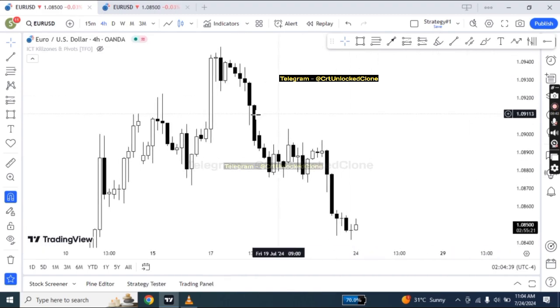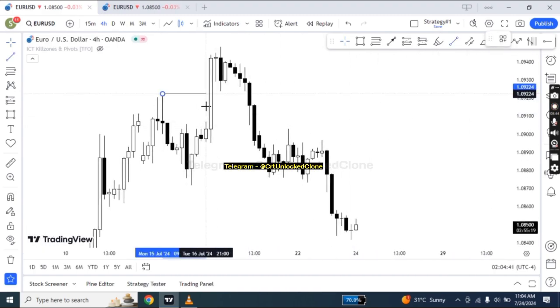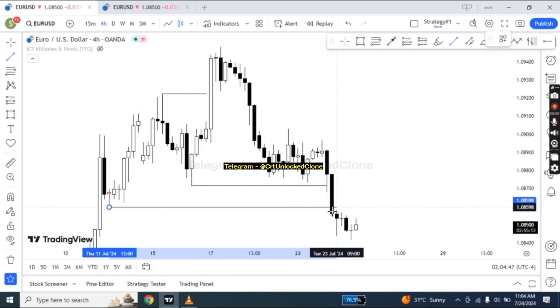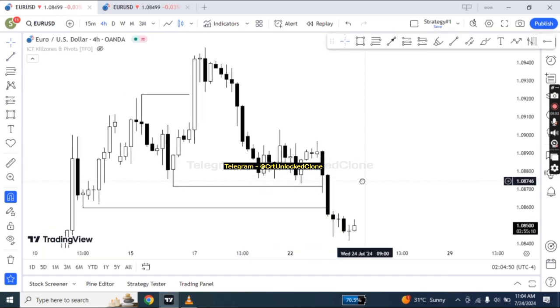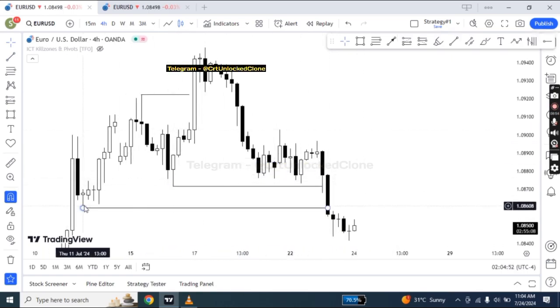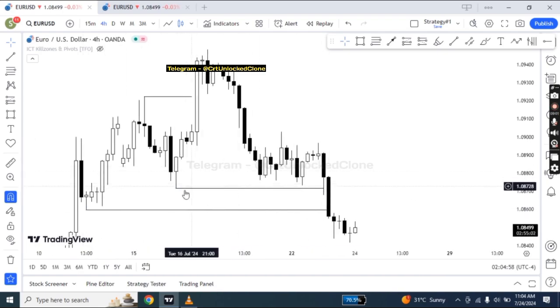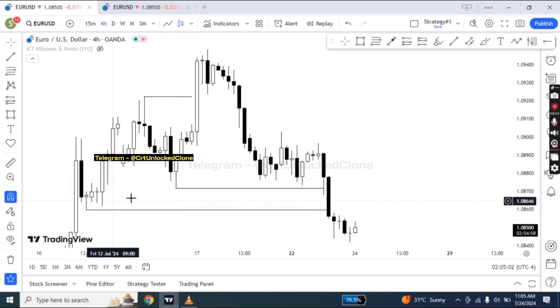Now on the 4-hour, you can see that we've got this range low and this range high right here, right? We've also got this range low which aligns with the daily FVG, right? So you can see that these two lows are our high time frame drawn liquidity. Now our job is to position ourselves in a CRT on the 4-hour towards this drawn liquidity, right?